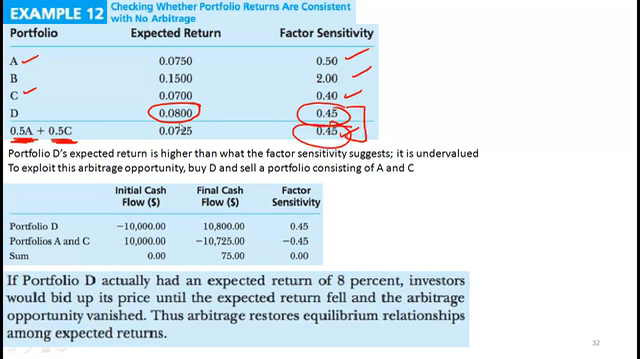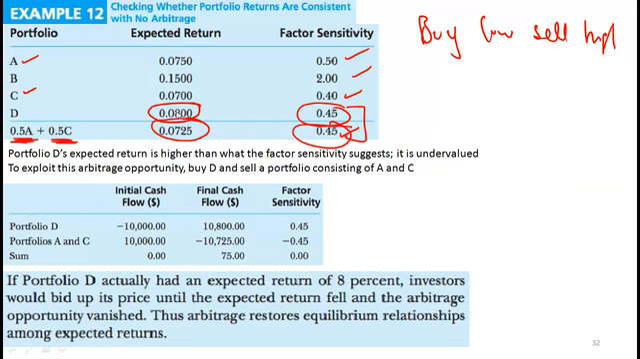But by combining A and C, the expected return is lower than what you have in the market. So how do you make money out of this? What's the basic rule of arbitrage? What's the first phrase that comes to mind? Yeah, you buy low, sell high.